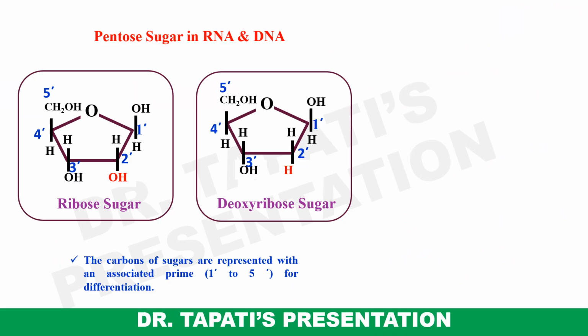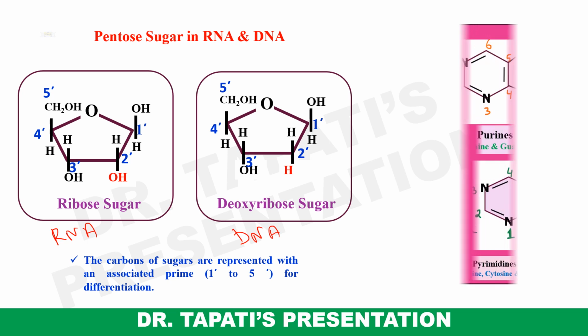In my last slide, I already mentioned that in RNA, ribose sugar is present, whereas in DNA, deoxyribose sugar is present. These are all pentose sugars because a total of 5 carbons are present in ribose as well as in deoxyribose sugar.